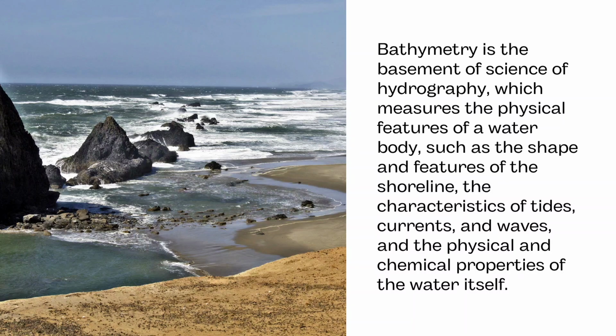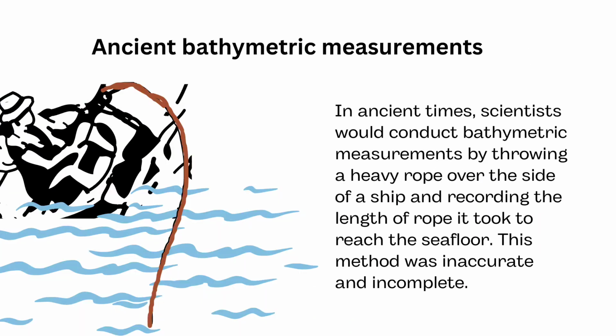Bathymetry is the basement, that means the fundamental, of the science of hydrography. Hydrography means measuring the physical features of the water body, such as the shape and features of the shoreline. Here you can see the shoreline and the characteristics of the tides, currents and waves, and the physical and chemical properties of the water itself.